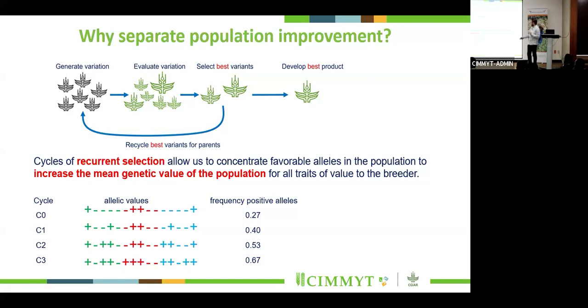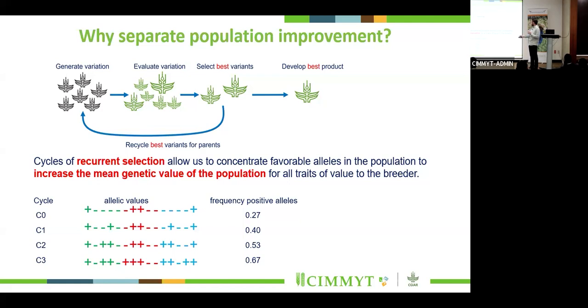And what we want to do is increase the frequency of these positives compared to the negatives. And if we do it well, we can be effective on that. We can increase here. We're going to 0.4, 0.53, 0.67 by these cycles of recurrent selection concentrating the favorable alleles. On the last day, I think I'm going to talk a bit more about introgression and pre-breeding and how this relates to having a closed population.